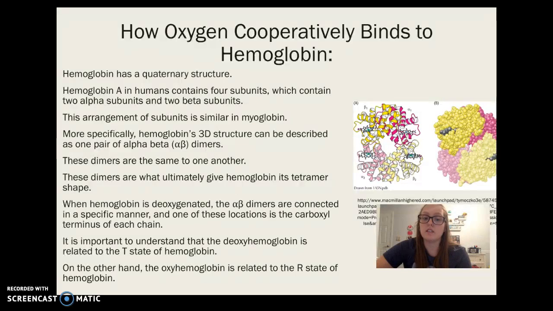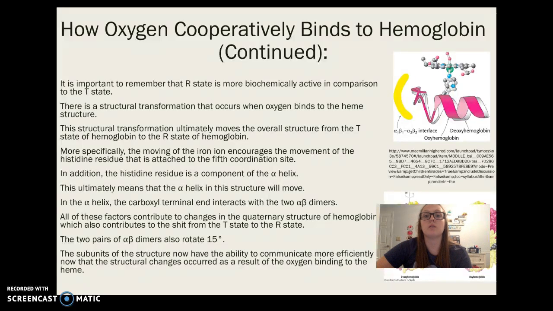On the other hand, the oxyhemoglobin is related to the R state of the hemoglobin. Okay, so now, how oxygen cooperatively binds to hemoglobin, continued. It is important to remember that the R state is more biochemically active than the T state. There is a structural transformation that occurs when oxygen binds to the heme structure. This structural transformation ultimately moves the overall structure from the T state of hemoglobin to the R state of hemoglobin.